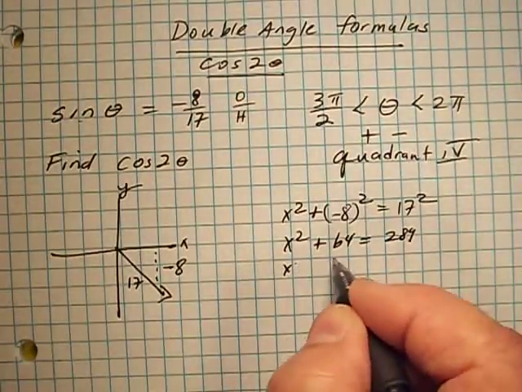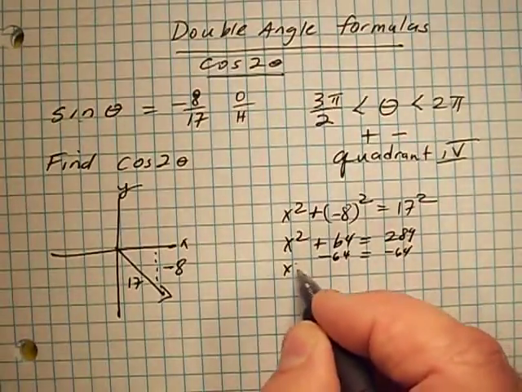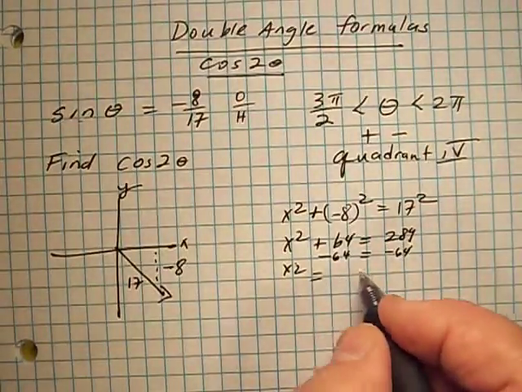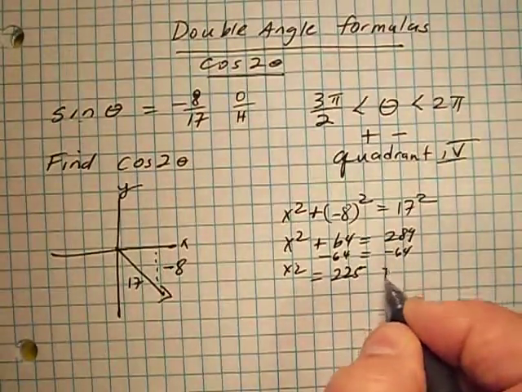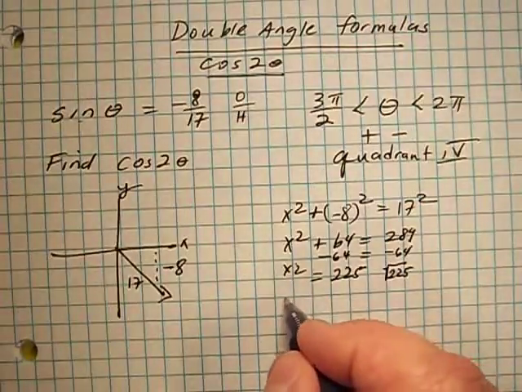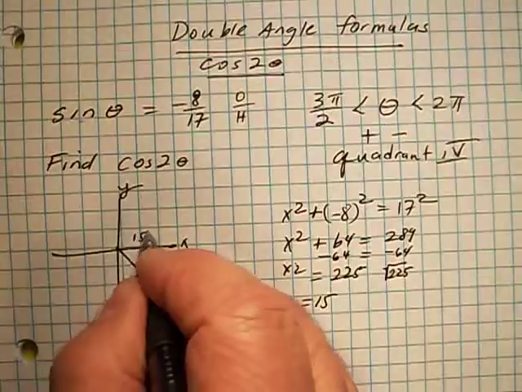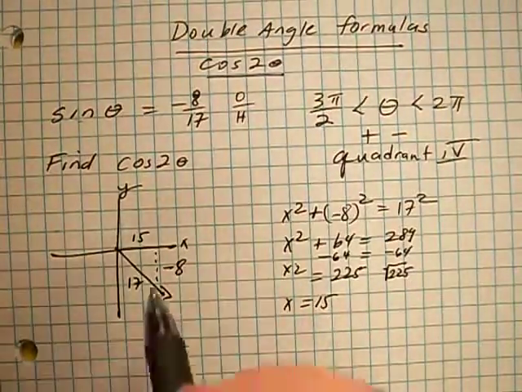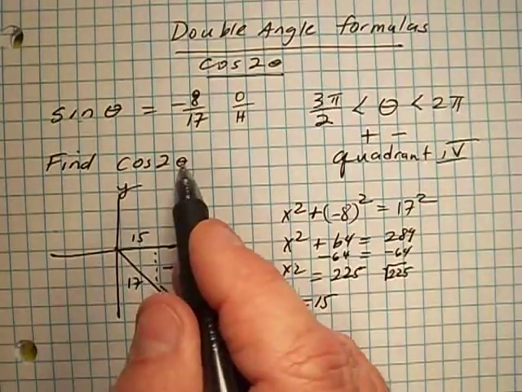We're going to subtract 64 from each side. X squared equals 225. We take the square root of 225 because we have x squared here. X equals 15. So now we know this side equals 15, and now we can find cosine 2 theta.